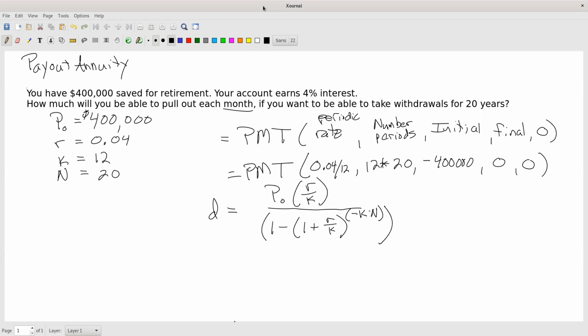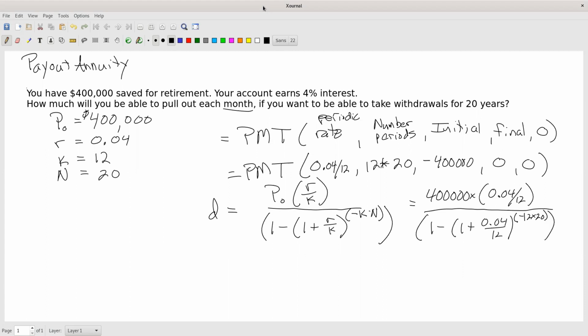Close parentheses, close parentheses. So for us, on a regular calculator, that would be 400,000 times parentheses 0.04 over 12. And then all of that is divided by parentheses 1 minus parentheses 1 plus that 4% over 12 again. And that plus parentheses has to be to the power negative 12 times 20. Close parentheses, close parentheses. Let's try it on the spreadsheet.